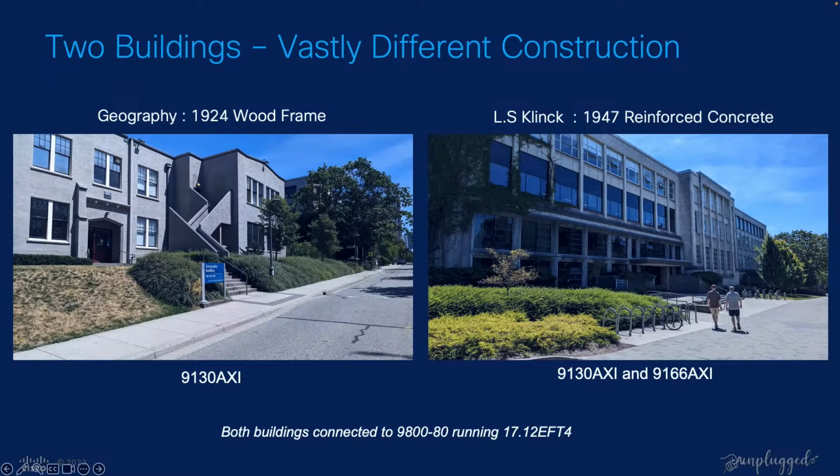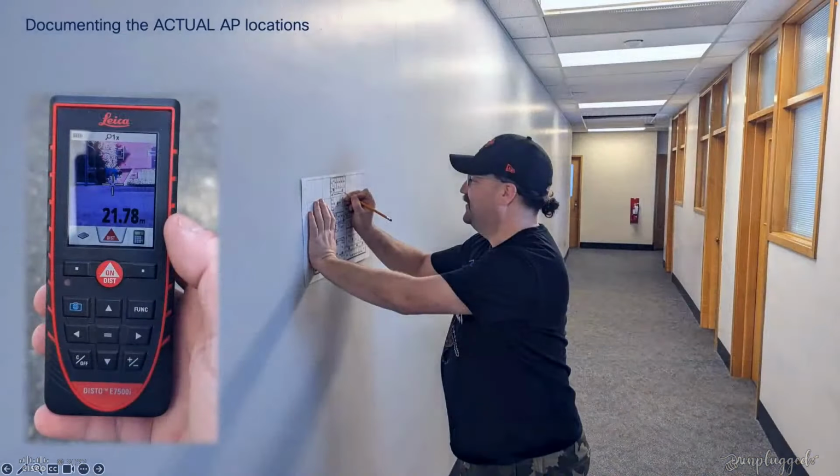And that building is known as the LS Klink building, a reinforced concrete building, quite typical of that era. Now, for these 2 buildings, we wanted to understand exactly where the existing AP locations were. So here's my colleague, Matt.